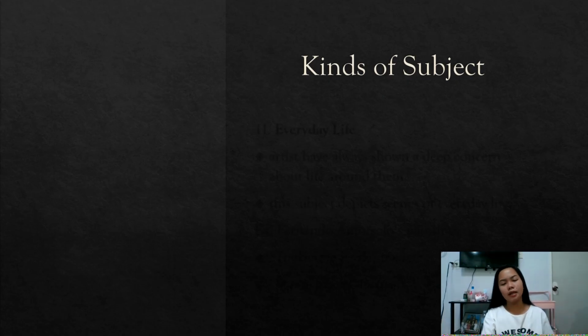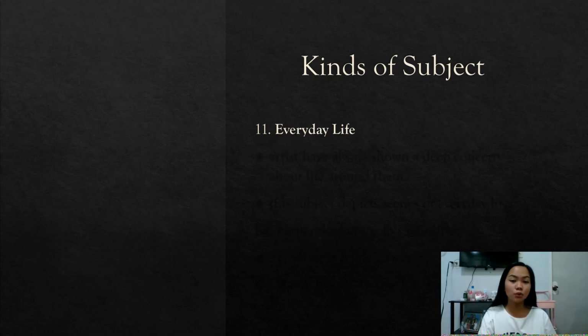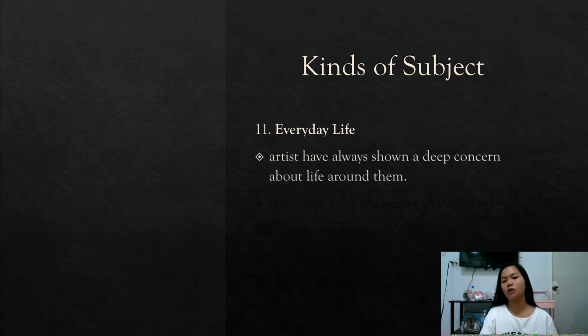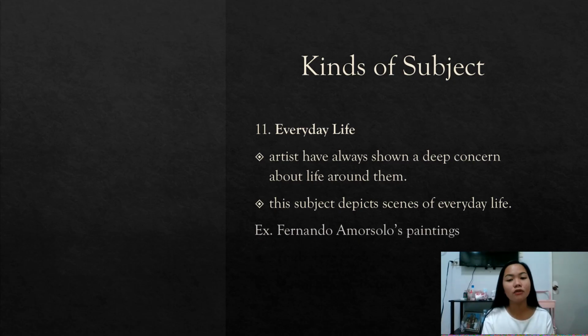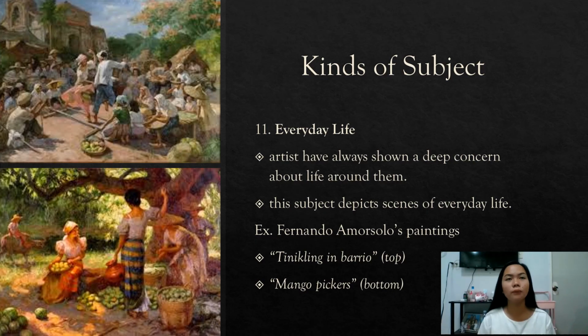So the last kind of subject that we have is everyday life. And this is very easy to recognize in a painting or in a work of art. Artists have always shown a deep concern about life around them. So this subject depicts scenes of everyday life. So example, the works of Fernando Amorsolo are usually about everyday life. So ito, sa top painting, that is Tinikling in Barrio, and sa baba naman, that is Mango Pickers. Wala siya ang iyahang title.